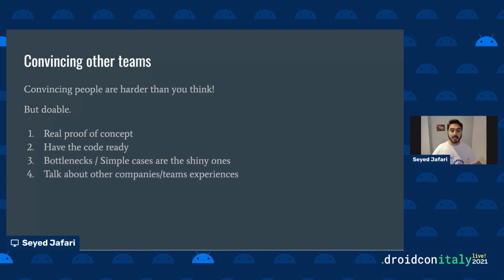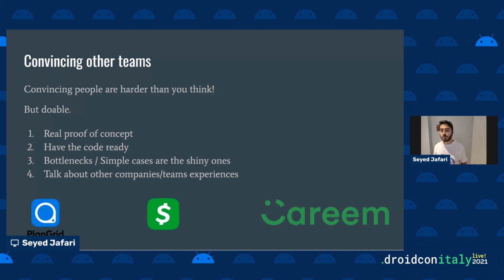The next one is definitely talk about other companies' experiences. Some of them are PlanGrid, Square with Cash App, and Kareem. They already moved their code to KMP and they all published some of their experiences with KMP. So Google it and you will see great talks on that. And you can benefit a lot in your company while migrating or suggesting KMP as a technology to your company.